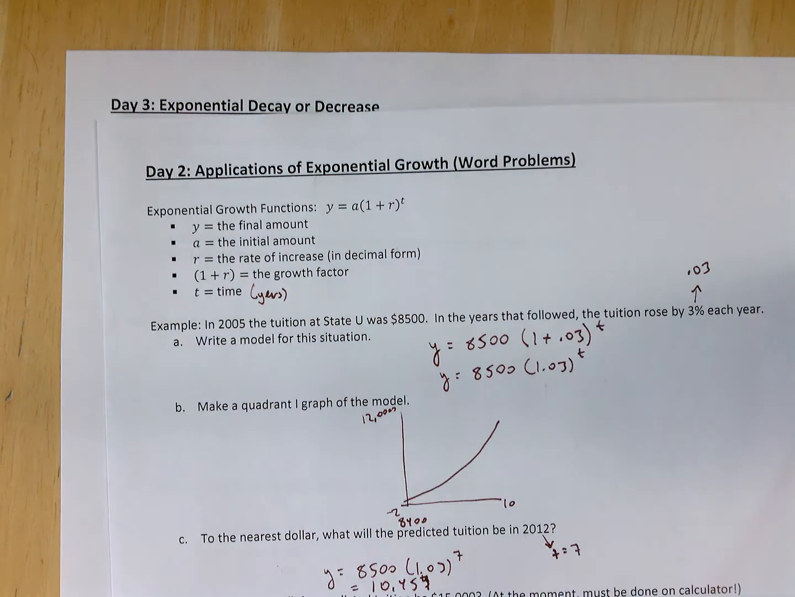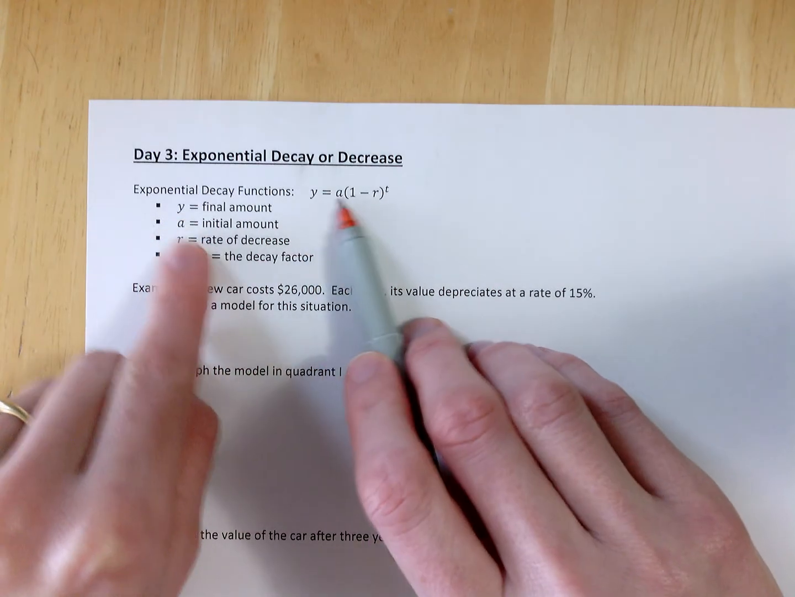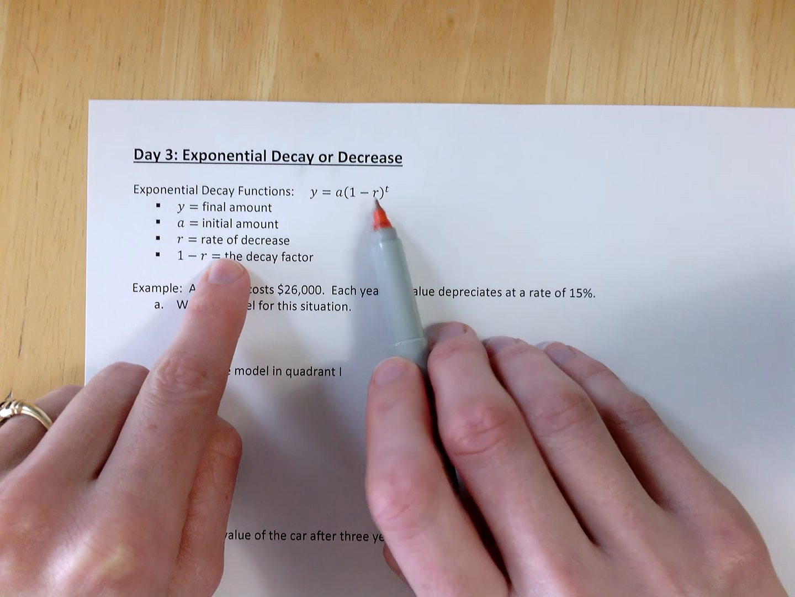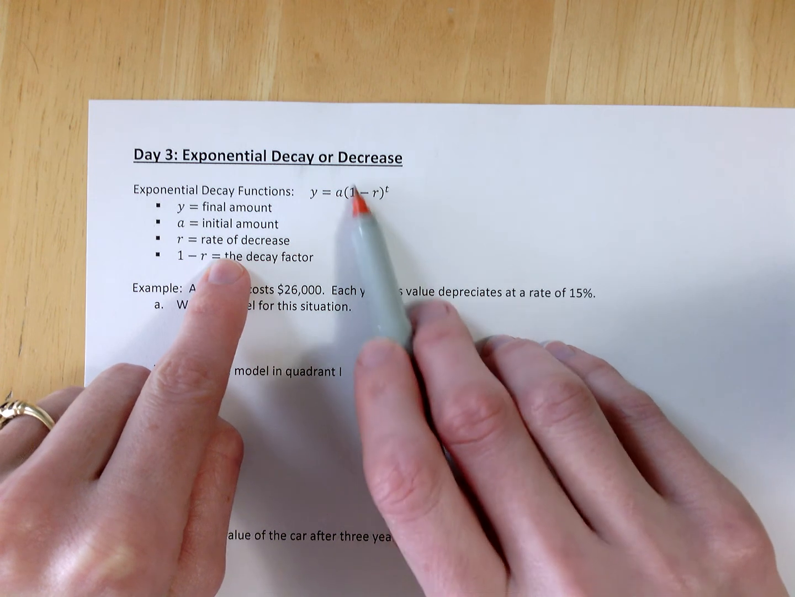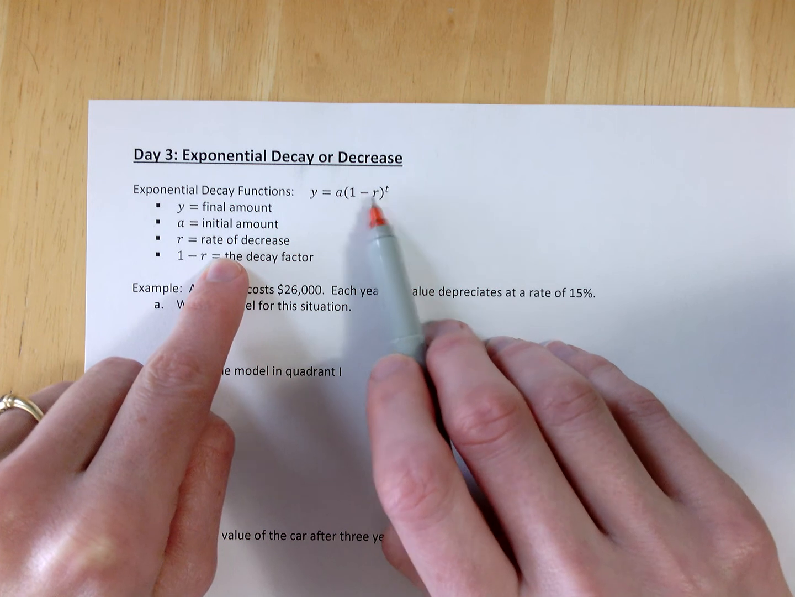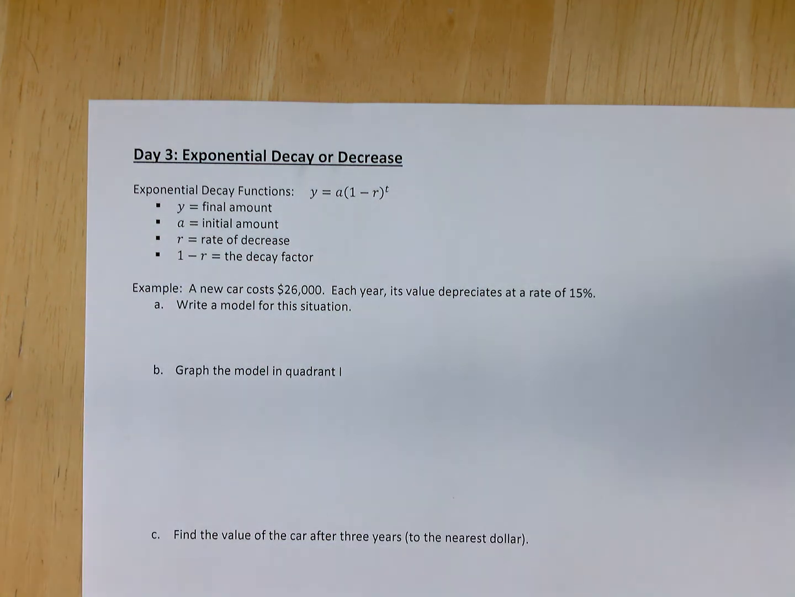So what we're doing here is, in the same way, to find your final amount, you take your initial amount and you multiply it by 1 minus your rate. The 1 is like 100%. So you're taking 100% and you're subtracting out whatever percent you're decaying by, and then raise that to the time.